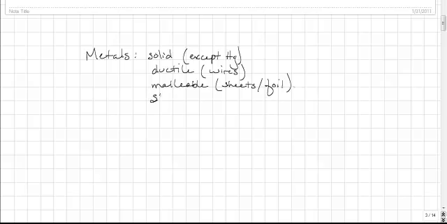They tend to be lovely shiny objects, and they conduct electricity and heat. Okay, so those are some of the main things about the metals. The last main property of the metal is that when they make ions, they tend to lose electrons. Okay, big thing about them.